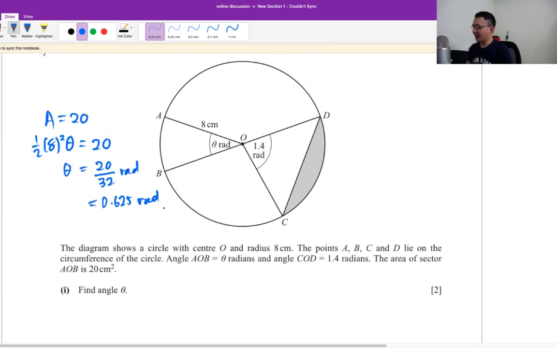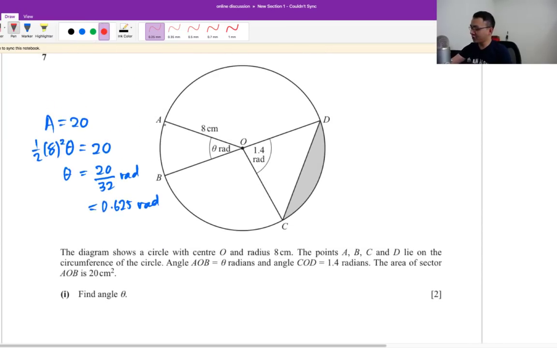Find the length of the arc AB. Okay, the question asks me to find the arc AB. The formula for arc is S equals r theta. S is the arc length, so r is 8, theta is 0.625. Then I can get the answer easily, which is 5. So the arc length of AB will be 5 centimeter.